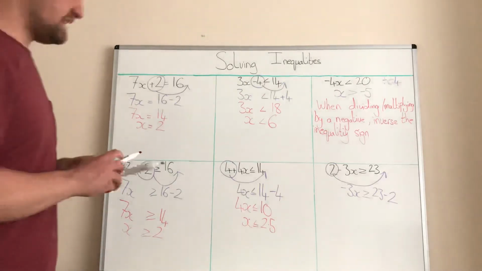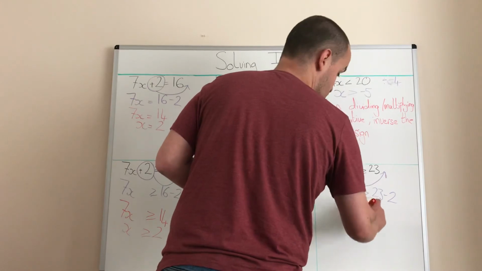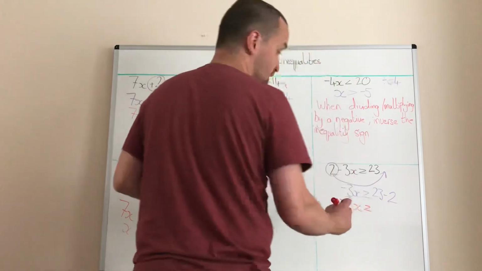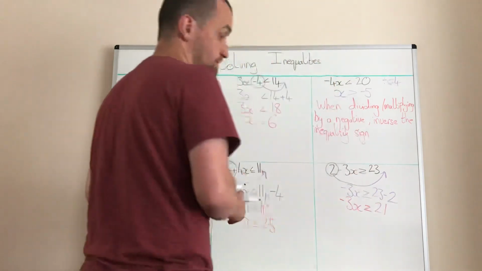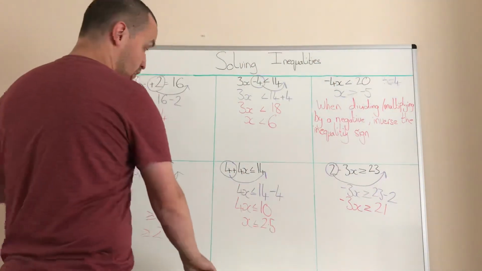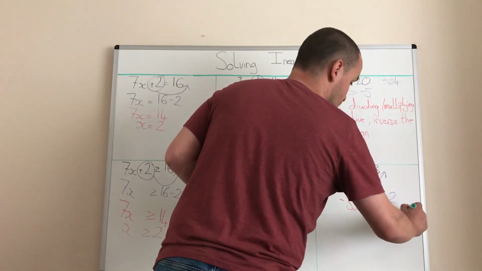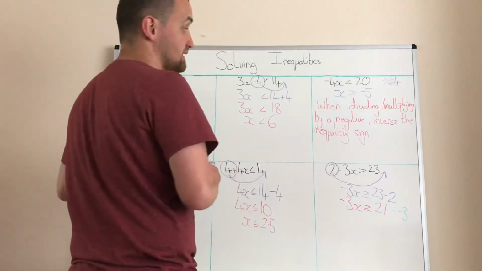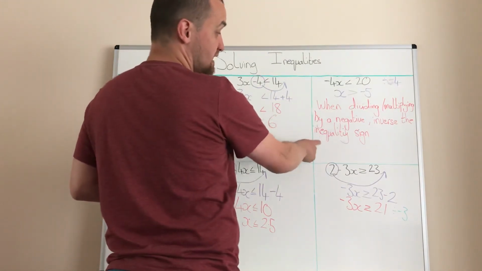Okay, then we're going to simplify it. So we end up with minus 3x, because we can't simplify that, greater than or equal to 23 minus 2 is 21. Then what we need to do, we need to divide by minus 3. Now this is where we need to be careful. As I wrote here, when dividing or multiplying by a negative, inverse the inequality sign.